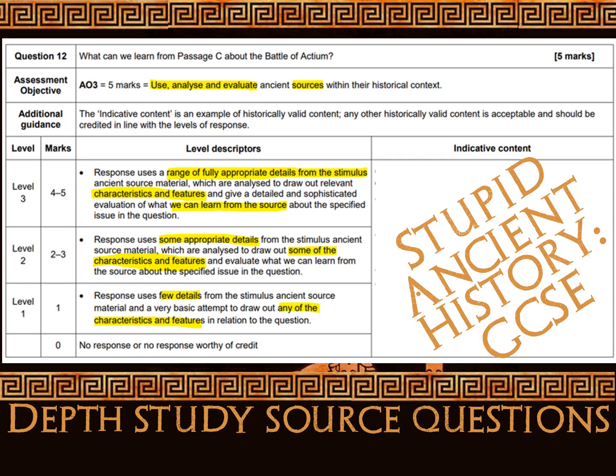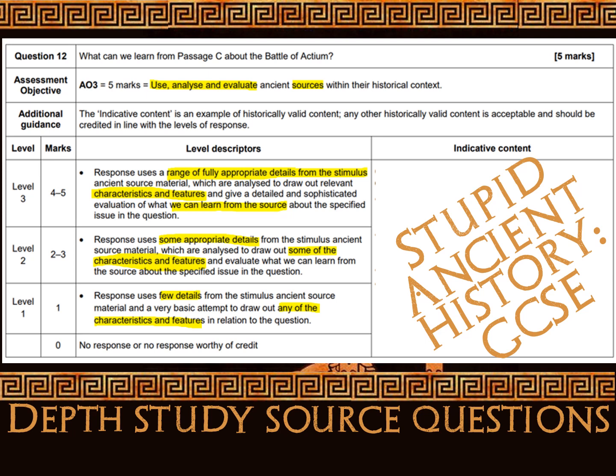So let's now have a look at everyone's favourite document, also known as the vaguest thing written in the history of humanity, the mark scheme. If you look at what's on your screen now, you'll see that I've blanked out the indicative content because this will change from question to question, and for the purposes of what we're looking at, we're not really looking at indicative content, it's what was in the source.